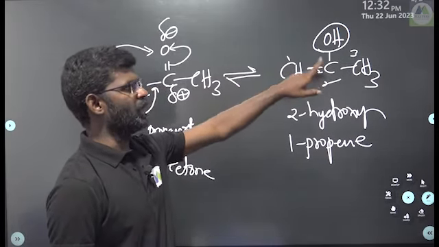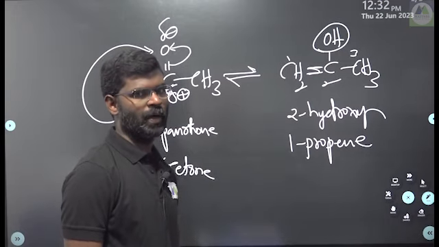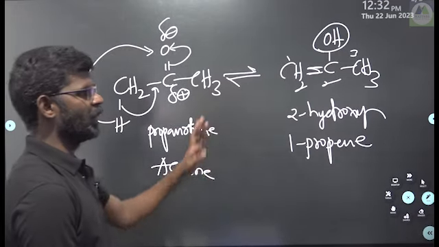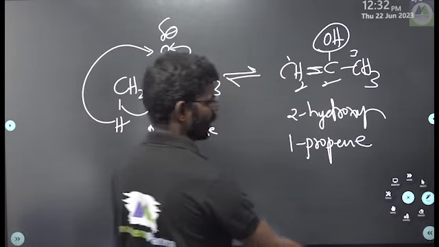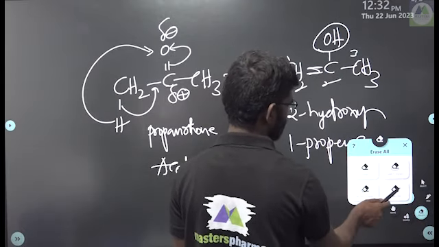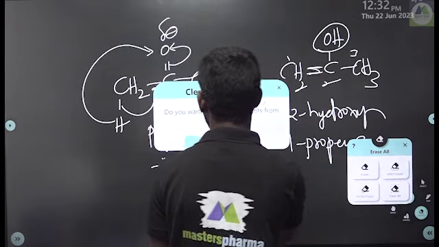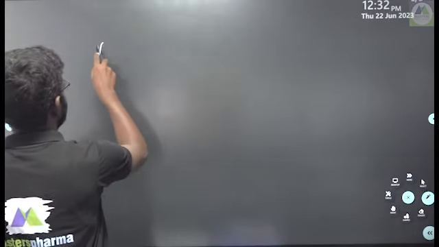So the number of carbons, number of hydrogens, number of oxygens, all are the same, right? This belongs to keto-enol tautomerism. Next, coming to the third classification. So what is the third classification here? Metamerism.